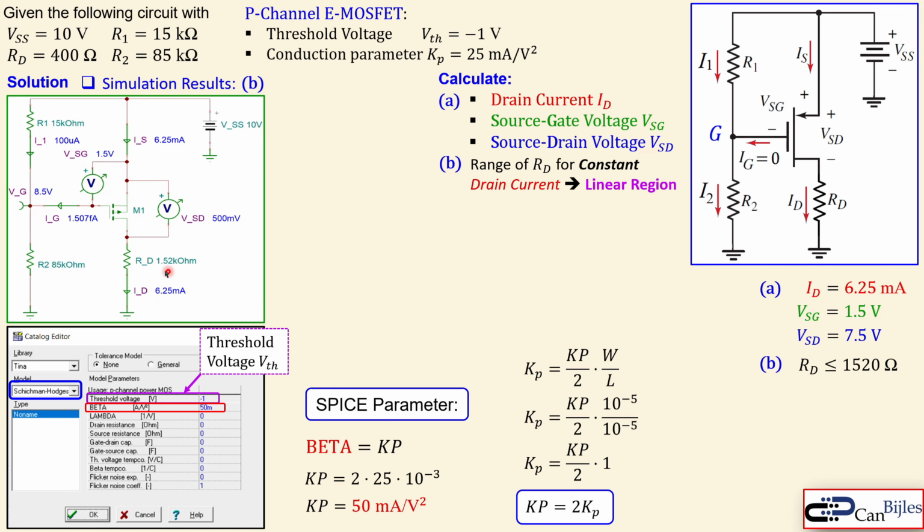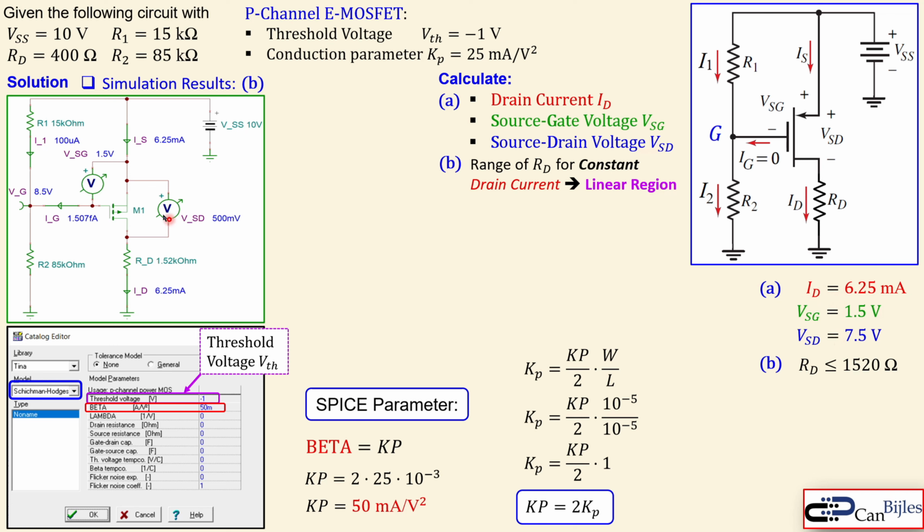And we have now specifically used the largest possible value for the RD, which is 1.52 kilo ohms, shown here. You can see the current is exactly the same, and the voltage from source to gate is still 1.5, that doesn't change. But the source to drain voltage is now exactly 500 millivolts, which is what we required in the saturation region as the minimum. So this is really the minimum value, and for that you still get the 6.25 milliamps for your ID.